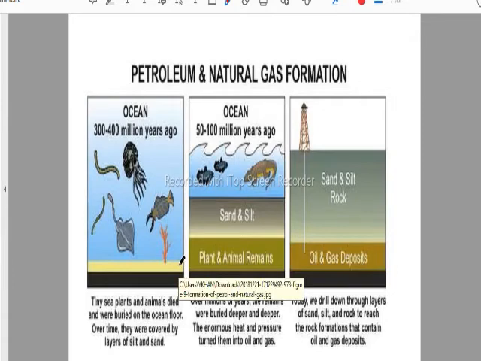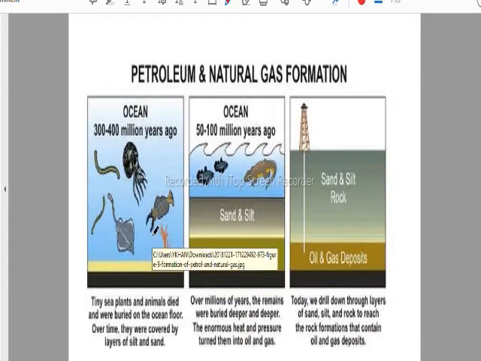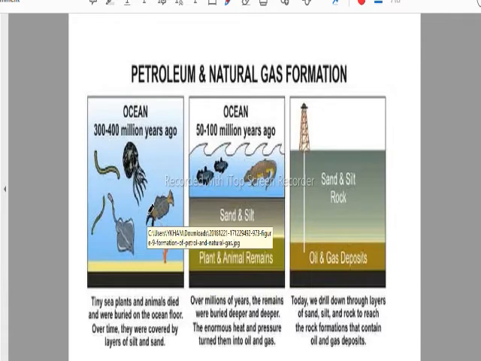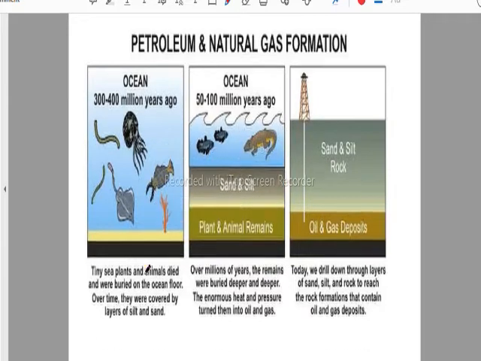See students, here are the images which show the formation of petroleum and the natural gases. See, tiny sea plants and animals died and were buried on the ocean floor. Over time they were covered with a layer of silt and soil. Soil की layer इस पे जमा हो जाएगी.